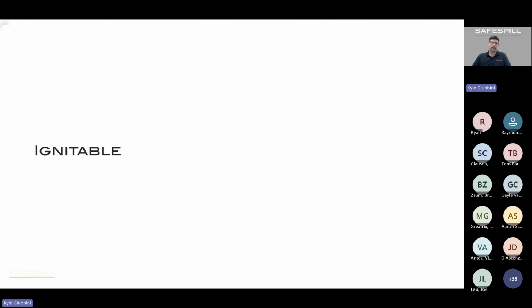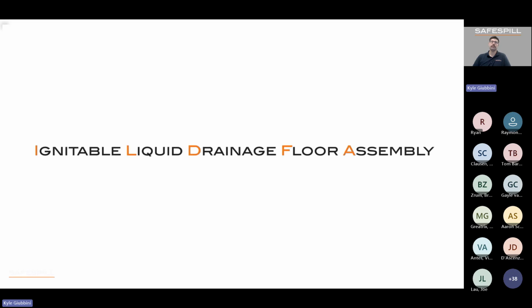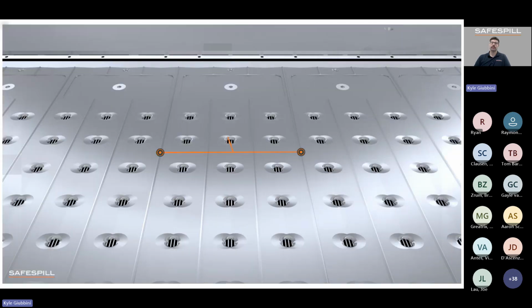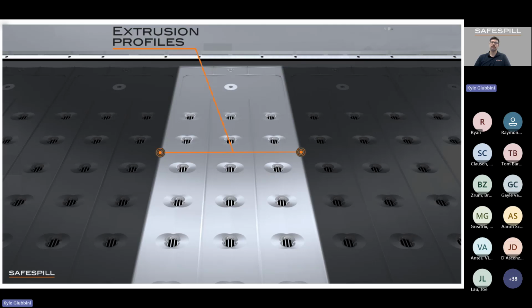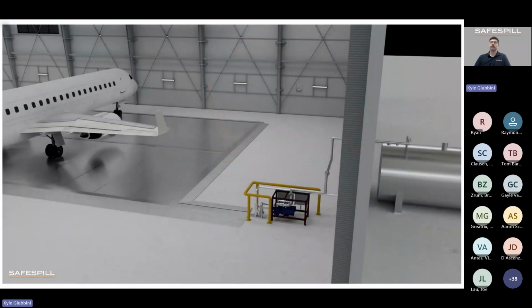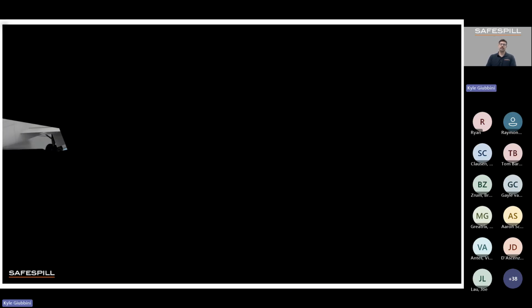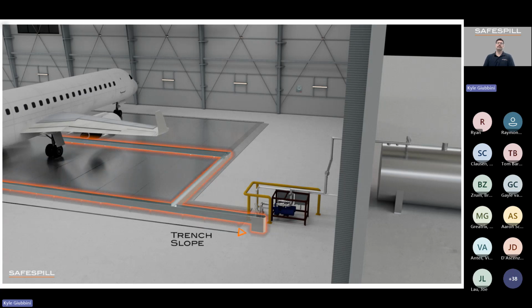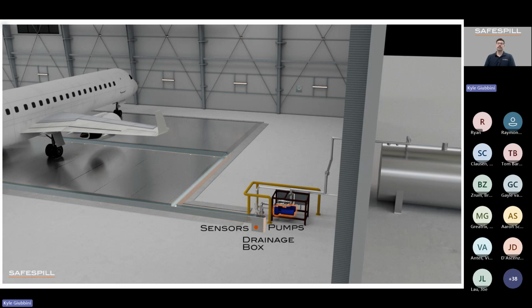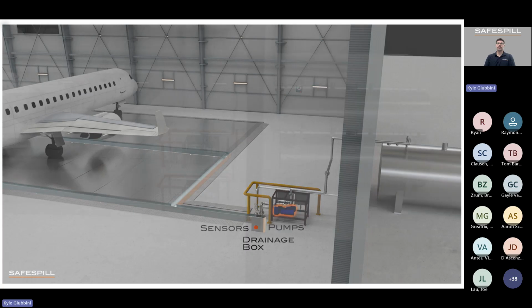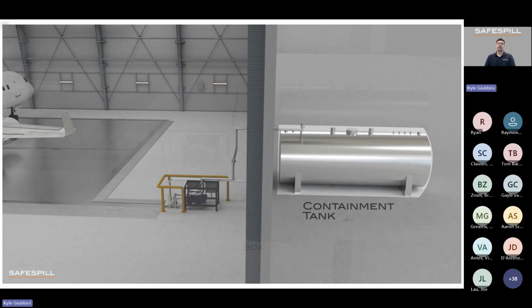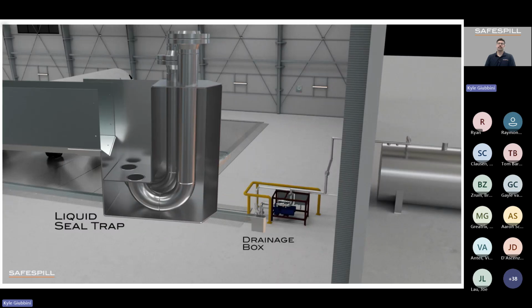Generically known as an ignitable liquid drainage floor assembly, ILDFA, the Safespill floor system consists of hollow aluminum extrusion profiles with a perforated top surface. The floor uses the existing slope of the hangar slab to drain spilled liquids through channels into covered trenches. The trenches slope outwards into a drainage box, ensuring all liquids are removed from the floor. There, sensors activate pumps to extract the spill out of the drainage box, typically into an exterior containment tank. A liquid seal trap ensures that no ignited vapors travel through piping to the tank.